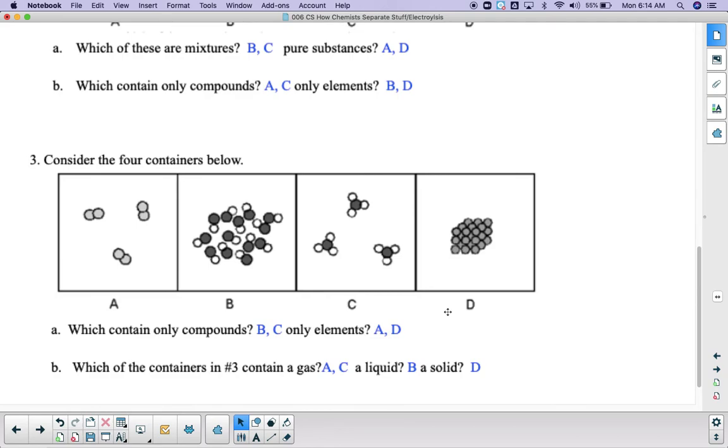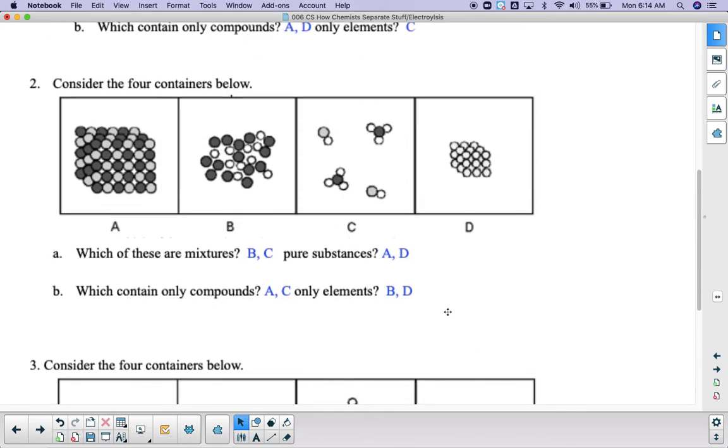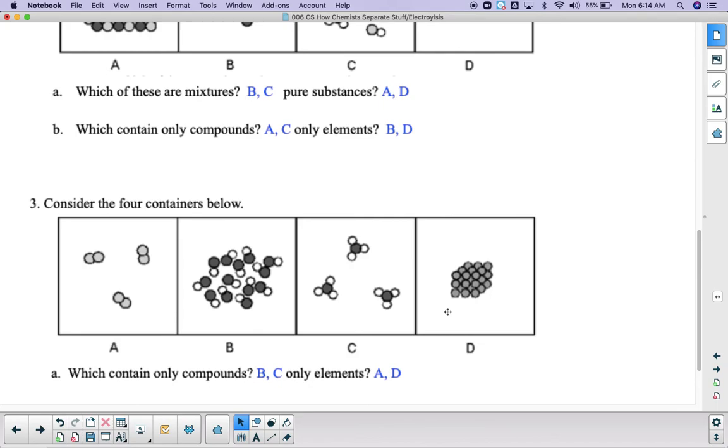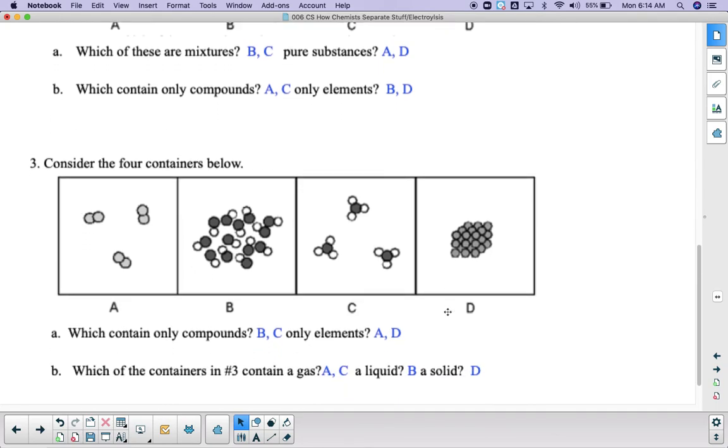And in number 3, considering the 4 containers below, our compounds are in boxes B and C. Notice how the picture of box B has changed so that now the two pieces are hooked together in a 1-to-1 ratio and every particle is identical, unlike box B above, where the elements were simply stirred together. Box C also contains compounds. Elements would be A and D.